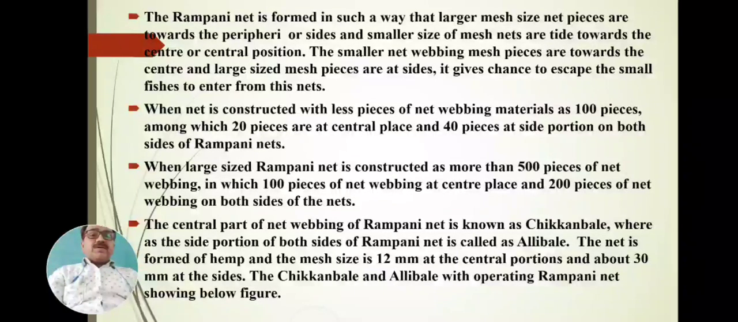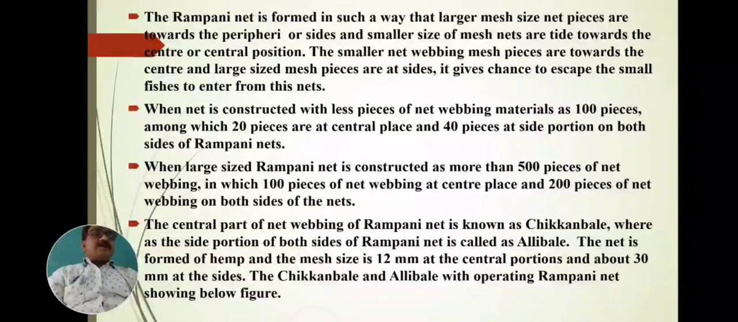The central part of net weaving of the Rampani net may be in 100 pieces or 500 pieces. When these nets are constructed, either as a small net of 100 pieces, 20 pieces are central and 80 pieces are the sides, 40 from one side, 40 from another side. Similarly, when 500 pieces are used to construct the Rampani net, 100 pieces are at the center, 200 from one side and 200 from another side.